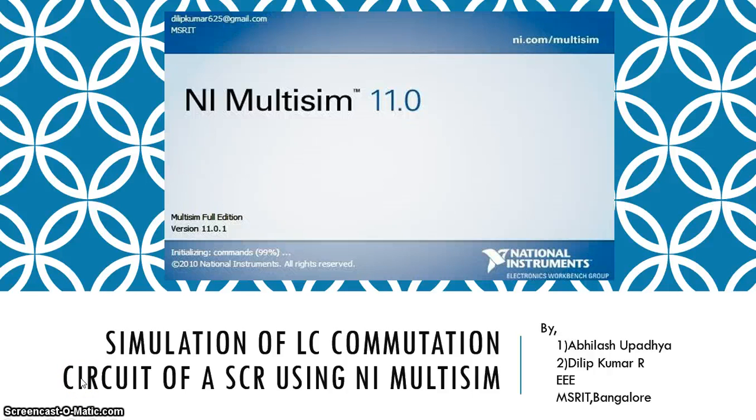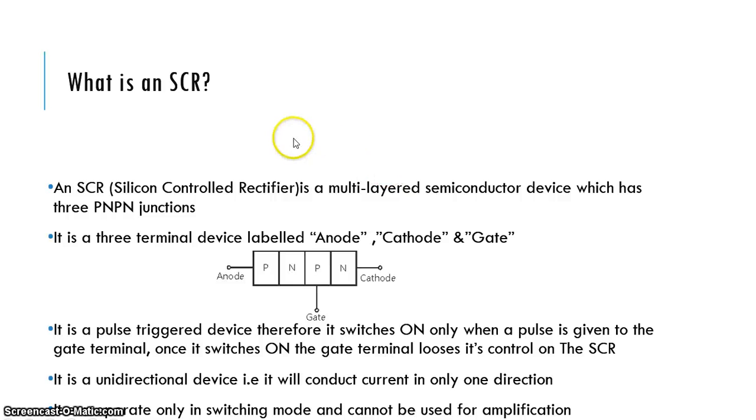Hello everyone. Today I'm going to be talking about the simulation of an LC commutation circuit of SCR using NI Multisim. So before I talk about the commutation of an SCR, let me start by telling you what is an SCR. An SCR is nothing but a silicon controlled rectifier. It is a multi-layered semiconductor device which has three PN junctions, and it is a three-terminal device which is labeled the anode, the cathode, and the gate.